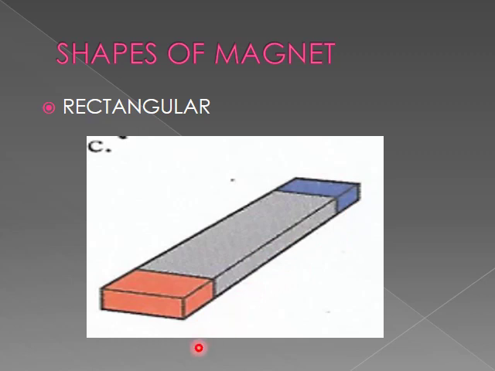So my dear students, you can see here the first shape of a magnet, that is called rectangular. You can see in this picture the rectangular shape of magnet having two poles, red and blue, at its two ends. One is the north pole and the second is the south pole. So here is the rectangular shape of magnet.